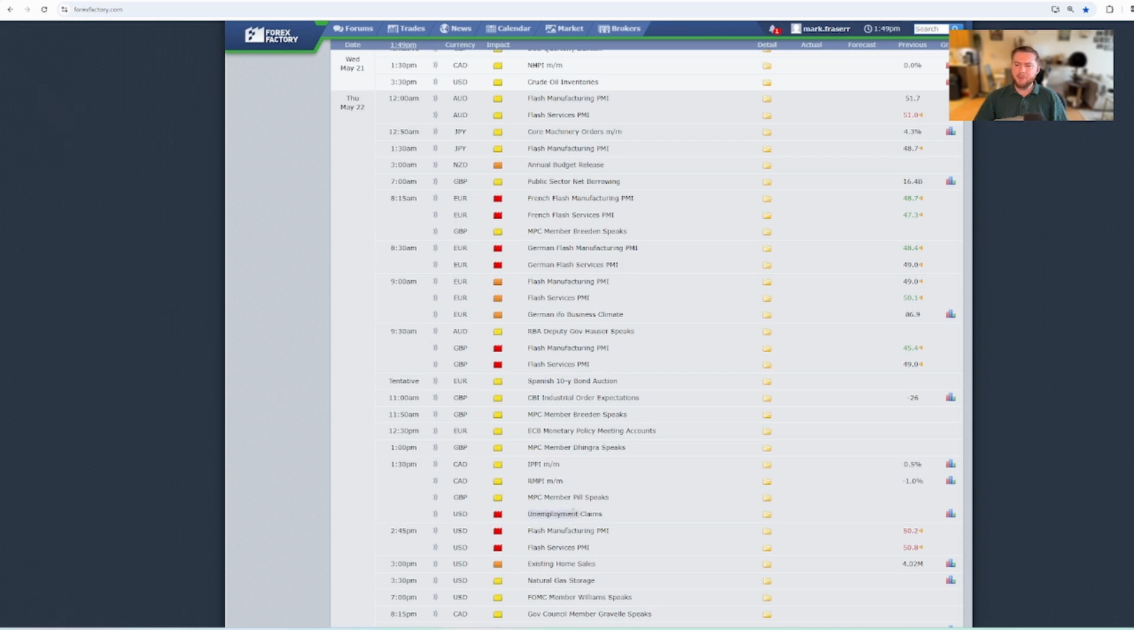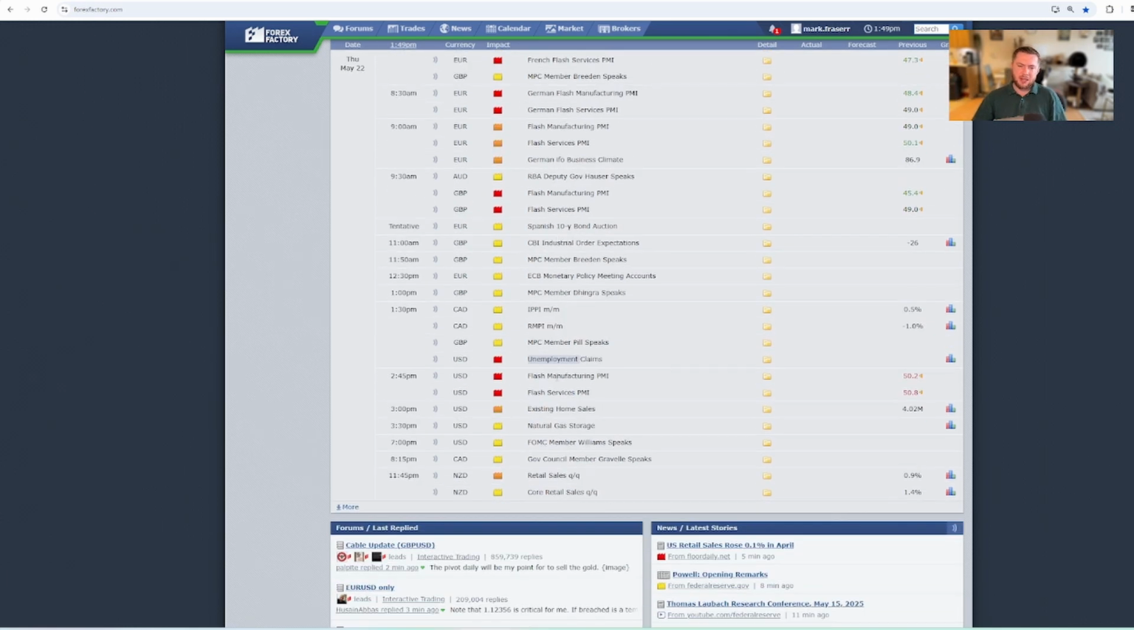Unemployment claims can be important, but overall, unemployment claims for the US has largely stayed in the band of 250 to 210 anyway, so generally doesn't move markets. Existing home sales, no, it will not be important. Speakers is, of course, important. Retail sales is important, but less of importance.